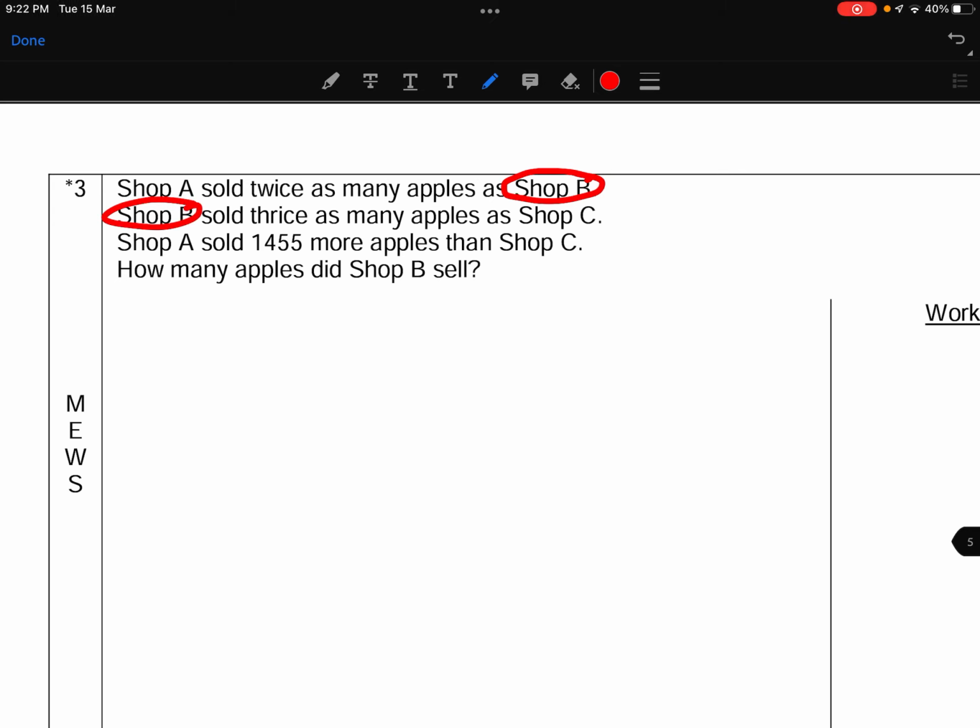Alright, so let's start with the first sentence. Shop A sold twice, so I'm going to put 1 unit here. Shop A will be 2 units. Okay, let's go to shop C and shop B. Shop B sold thrice, so over here shop C will be 1 unit, shop B will be 3 units. So first thing you need to notice will be shop B. Alright, it's not the same amount of units, so you will have times 3 here. You get 3 units to make it the same. You will have to times 3 here to get 6 units to make the same.